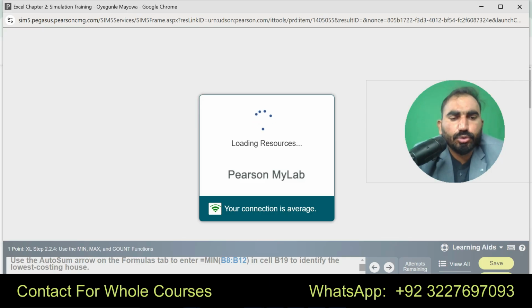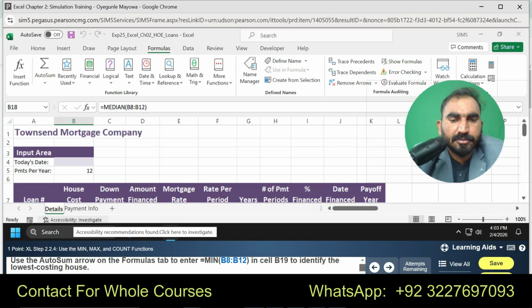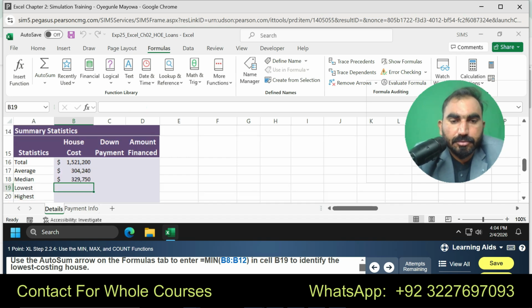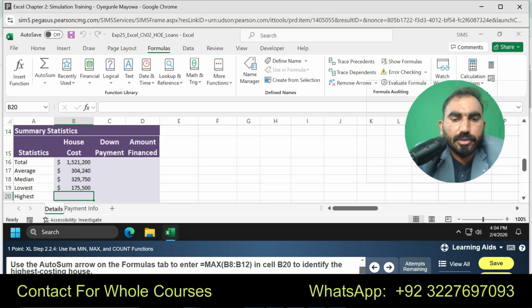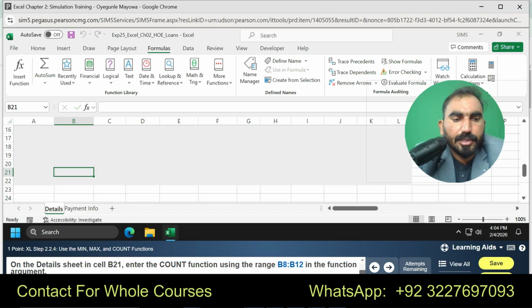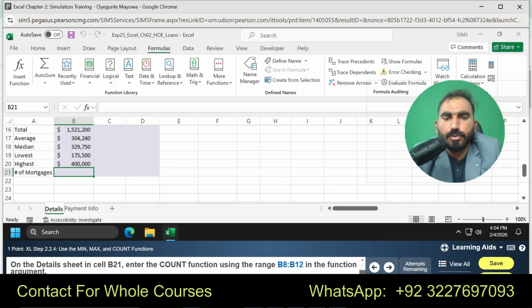Use the AutoSum arrow on the Formulas tab to enter MIN of B8 to B12 in cell B19. Here you can see I am going to insert a MIN function by selecting the range B8 to B12. By using the last one, I am going to insert a MAX function in B8 to B12. Here you can see I have done this modification.